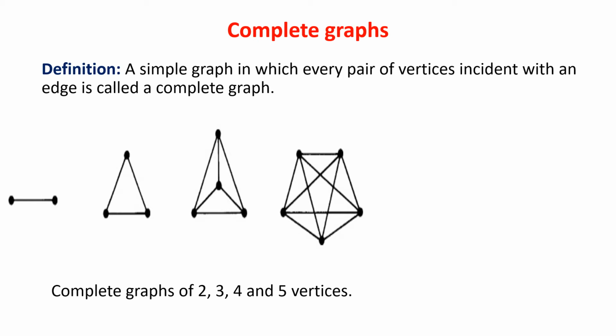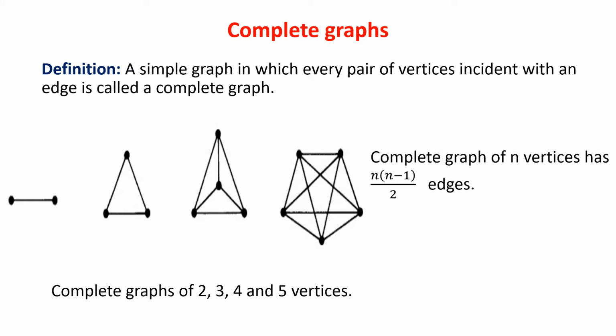So we have the result: a complete graph of n vertices has n(n-1)/2 edges and each vertex is of degree n-1. Students, if you are given a complete graph of 10 vertices, then the number of edges is 10 into 10 minus 1 by 2, that is 10 into 9 by 2, 90 by 2, that is 45 edges. And each vertex is of degree 10 minus 1, that is 9.